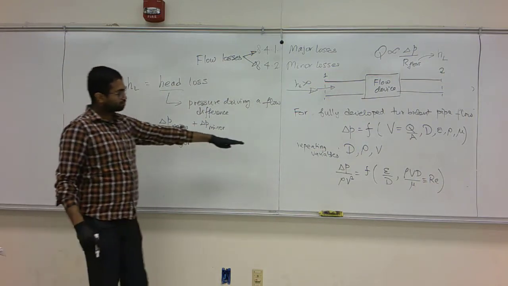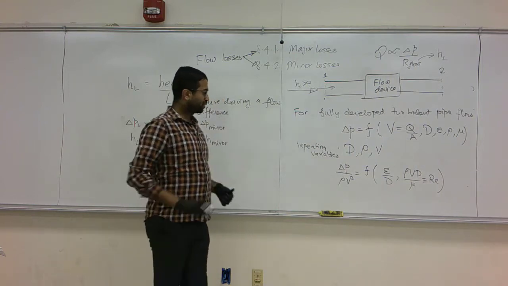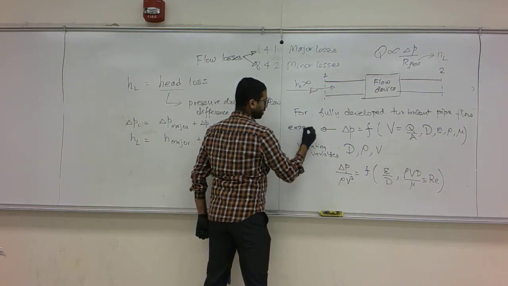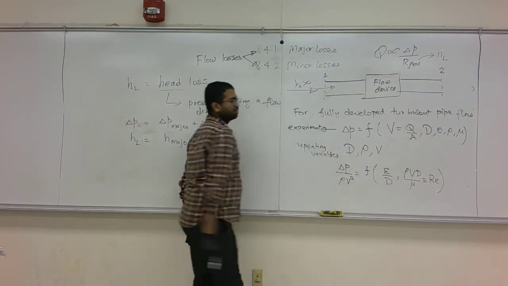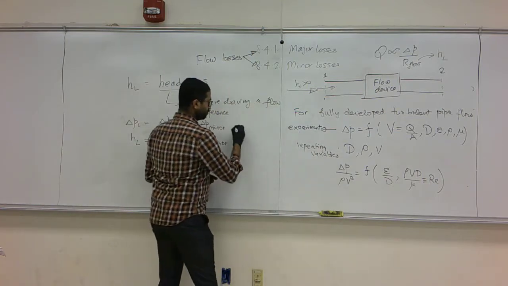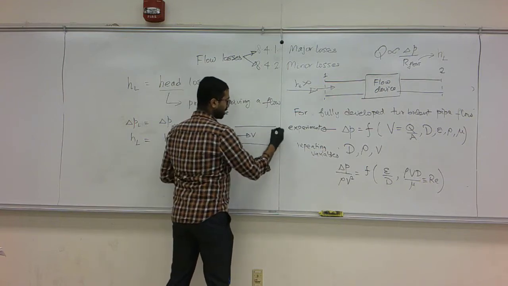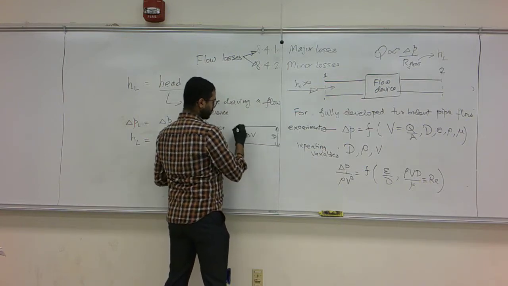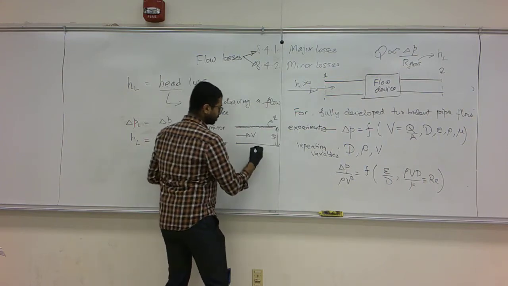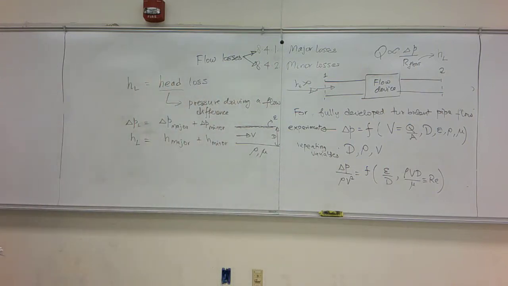So we have that for a fully developed pipe flow, this fact comes from experiment. This observation is that the pressure drop seems to depend on the average velocity, the diameter, how rough the pipe is or its roughness, and the density and viscosity of the fluid. This comes purely from experiment.